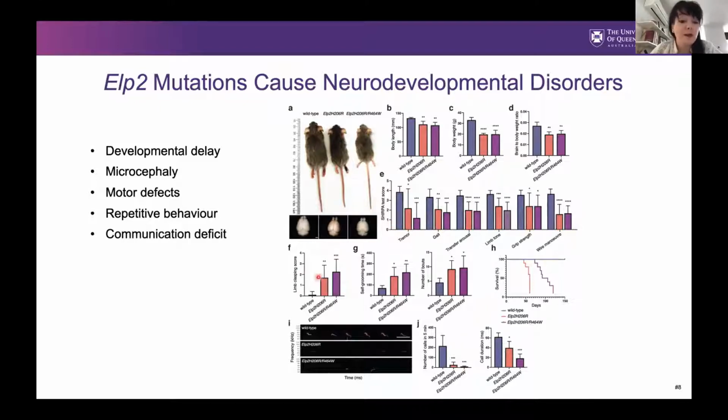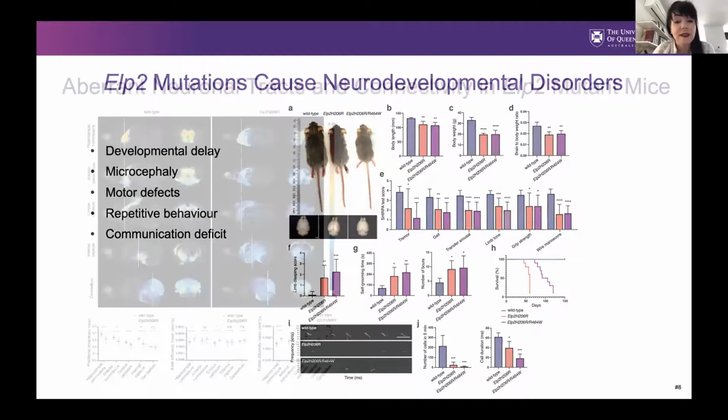They also have limb clasping, and we were able to see repetitive behavior in the mice based on excessive self-grooming, which is very characteristic for autism. We analyzed their communication in ultrasonic frequency and found that there is a reduced number of calls. So they have a communication deficit, which is again suggestive of autism in these mice. The mutation was quite severe in the end, being lethal in the mice.